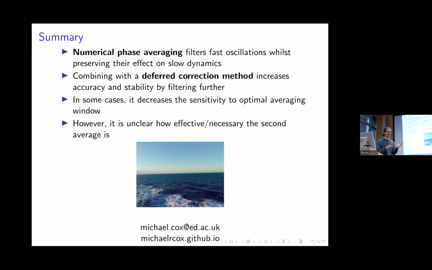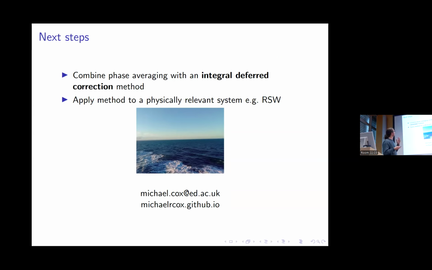In terms of next steps, we want to implement this with an integral deferred correction method. So you solve an integral equation for the error instead of a differential equation, and this is more stable. So we're expecting that to improve the accuracy of the solution.